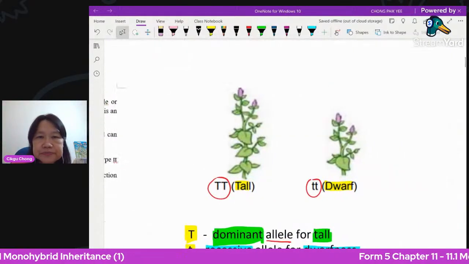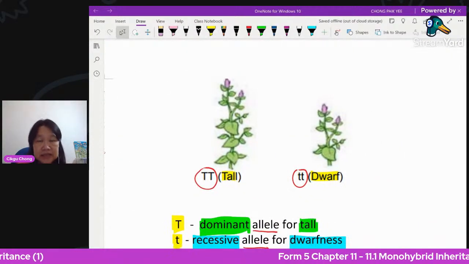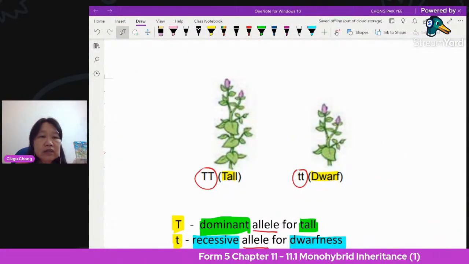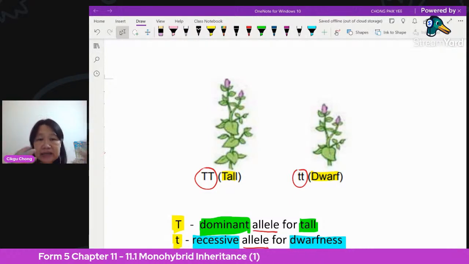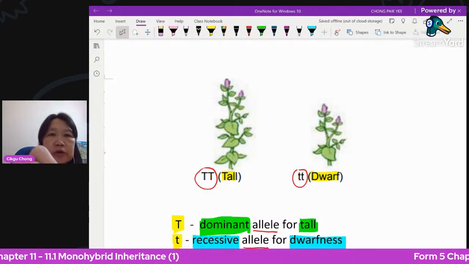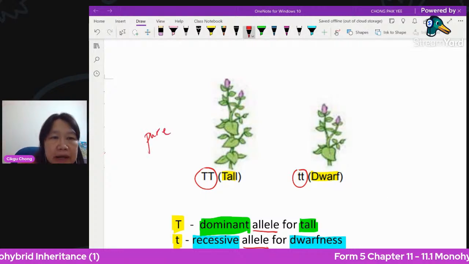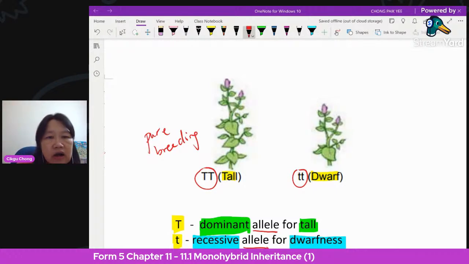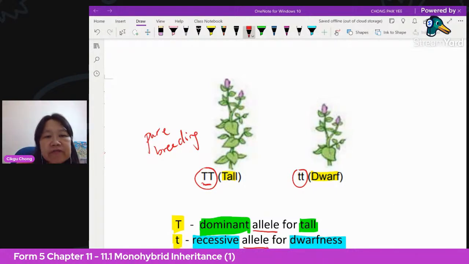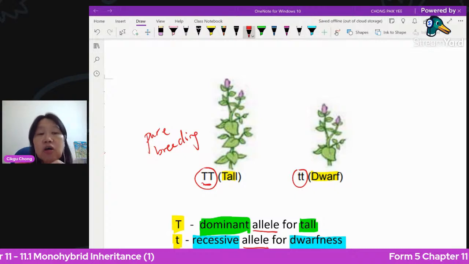For example, look at these plants, two types of plant. One pea plant is tall, one pea plant is dwarf. And I tell you that this is a pure breeding tall plant. Pure breeding tall plant means both the alleles are of the same type. They both have the tall gene or tall allele.